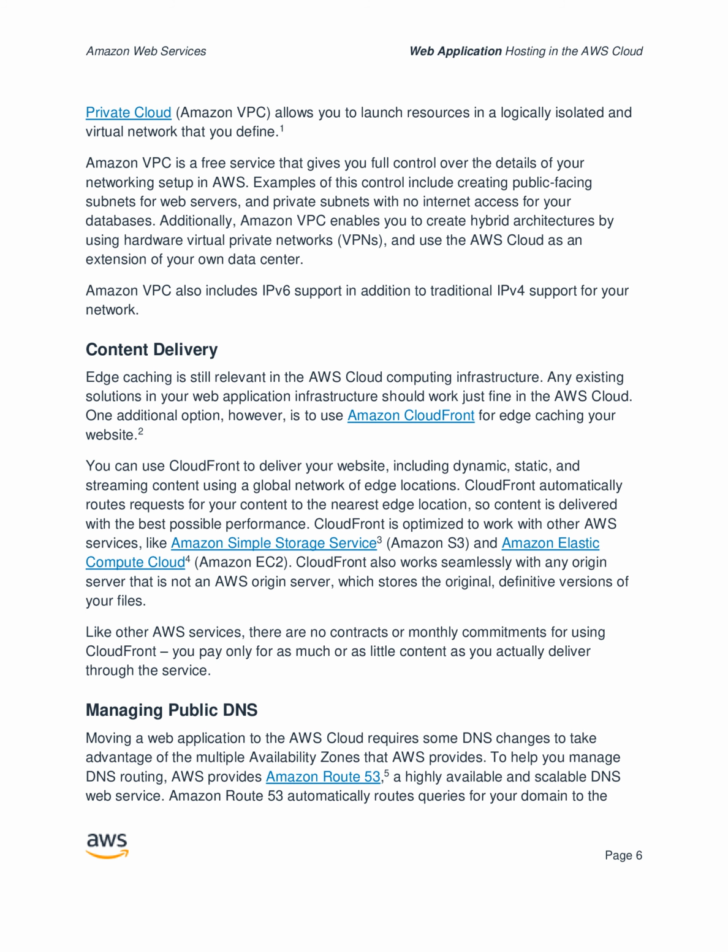Content delivery. Edge caching is still relevant in the AWS cloud computing infrastructure. Any existing solutions in your web application infrastructure should work just fine in the AWS cloud. One additional option, however, is to use Amazon CloudFront for edge caching your website. 2. You can use CloudFront to deliver your website, including dynamic, static, and streaming content using a global network of edge locations. CloudFront automatically routes requests for your content to the nearest edge location, so content is delivered with the best possible performance.